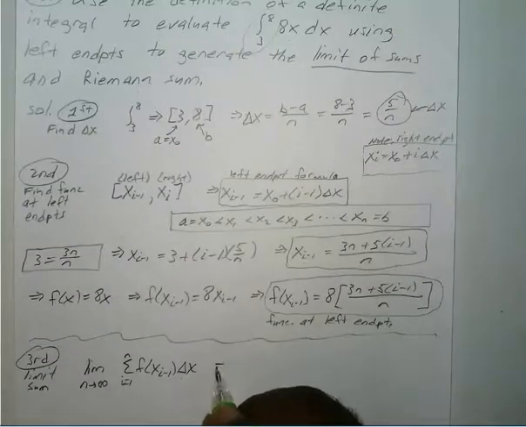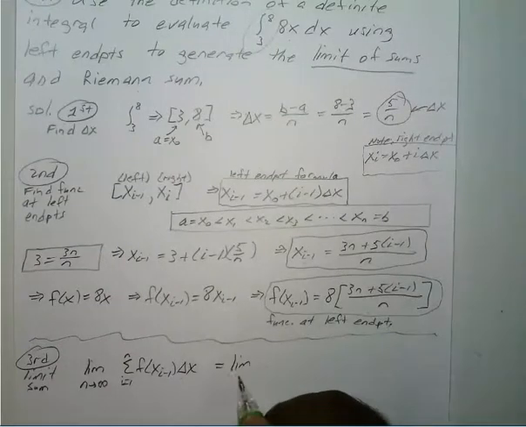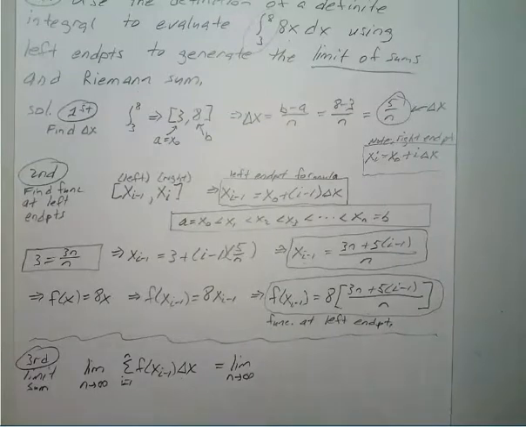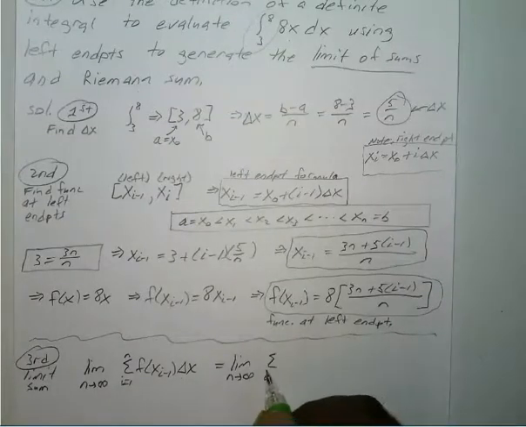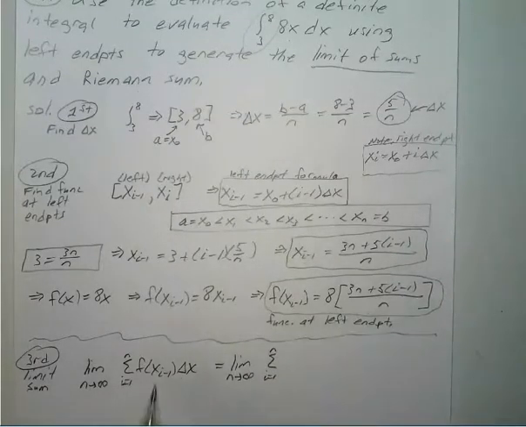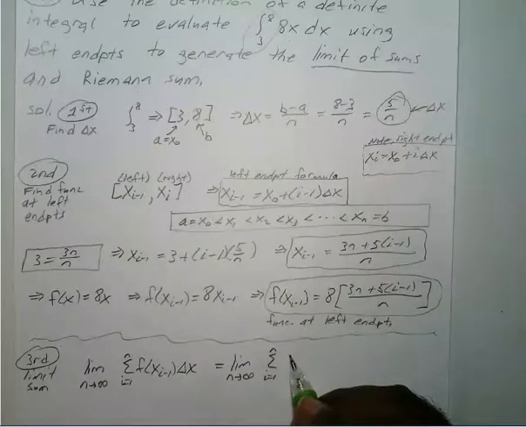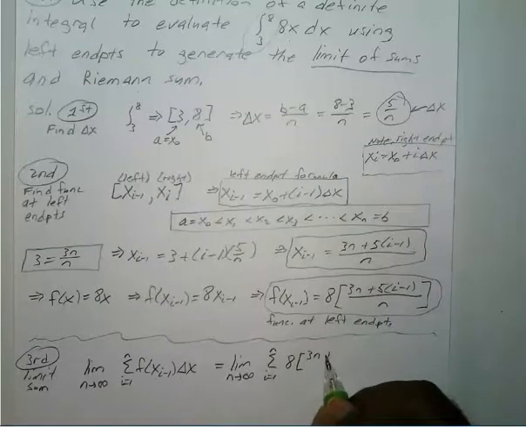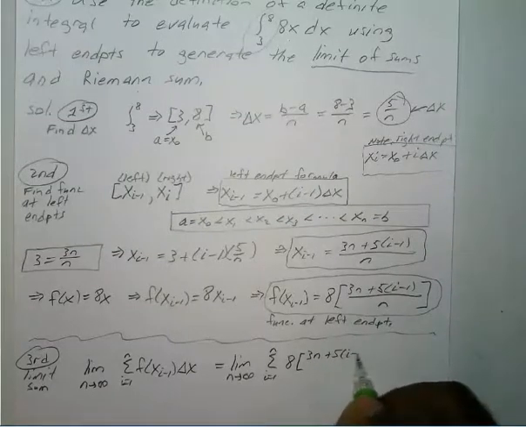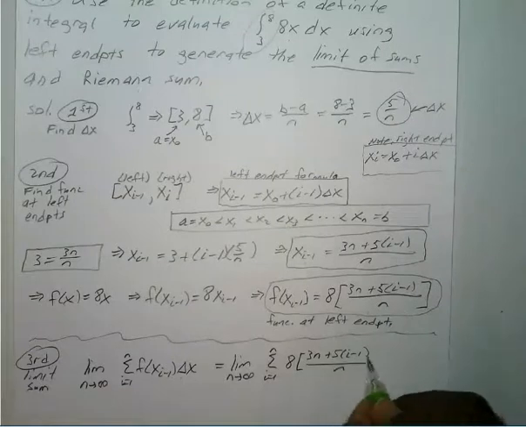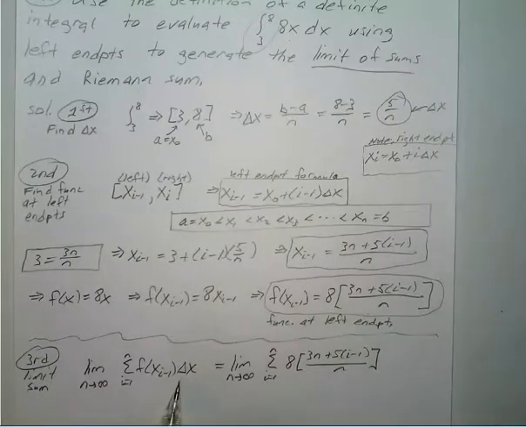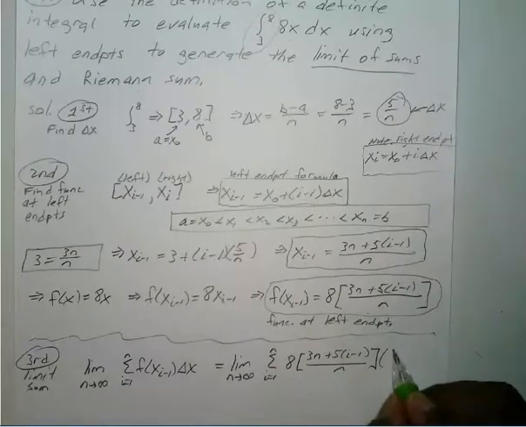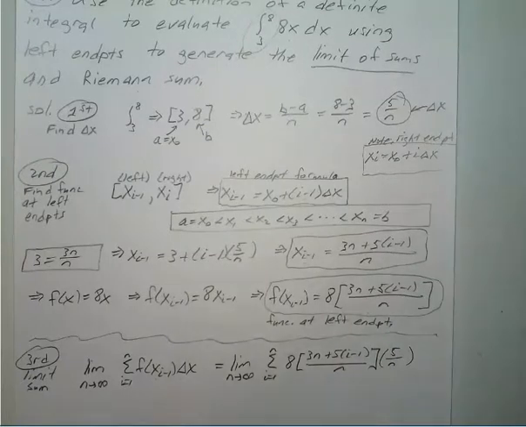Okay, so that's going to equal the limit as n approaches infinity of the sum from I equals 1 to n of f of x sub I minus 1. So that's going to be 8 times 3n plus 5 times I minus 1 over n times delta x, which is 5 over n.